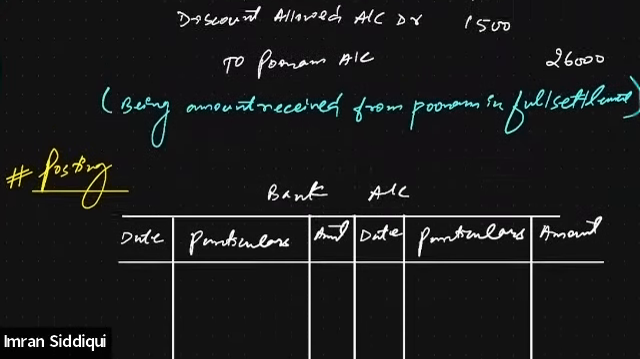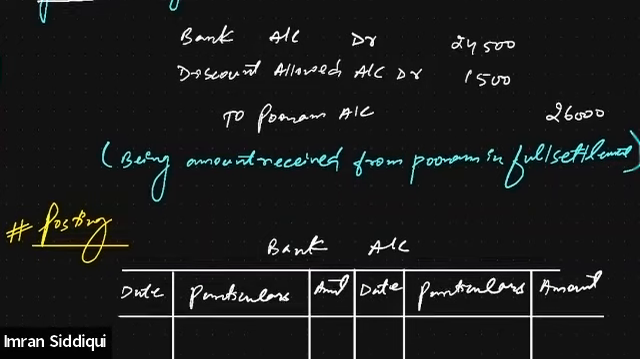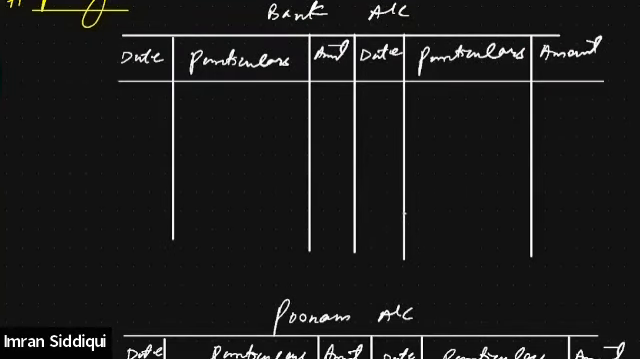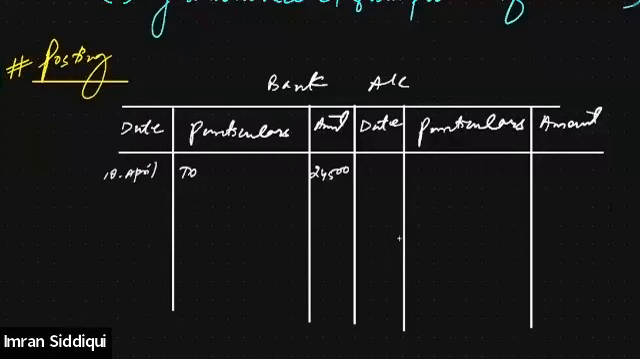So now we will record all the journal entries here. First of all, in the bank account, what do we need to record? The bank account will be debited by 24,500, right? So we'll go to the bank account, and on the debit side we'll write down 24,500, and we'll also write down the date of the transaction, which was the 18th of April. Now tell me what name I should enter here. To which account? The bank account was debited and Poonam account is credited, right? So we'll write down the name of the Poonam account: To Poonam.